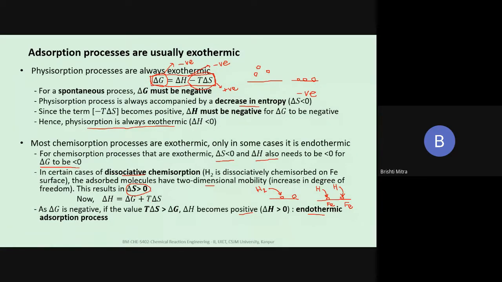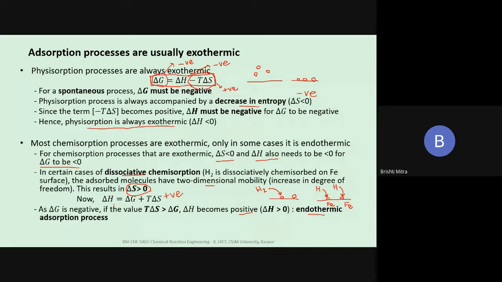What we have seen is that because of dissociative chemisorption, T delta S is essentially a positive value. So depending on the value of delta G, the delta H value is either going to be positive or negative. If delta G is smaller than T delta S, then delta H will have a positive value, and we have an endothermic adsorption process. If the value of delta G is larger than the value of T delta S, that means the negative term is more than the positive term, then the net summation is that delta H is negative, and this essentially makes my process an exothermic process.